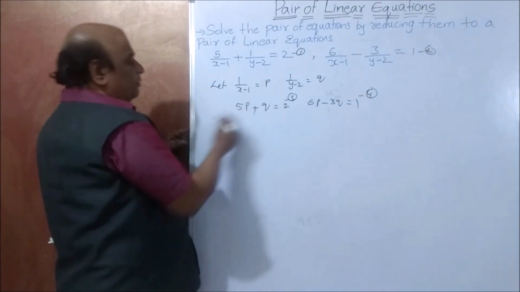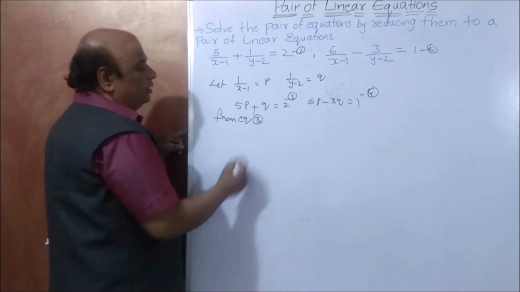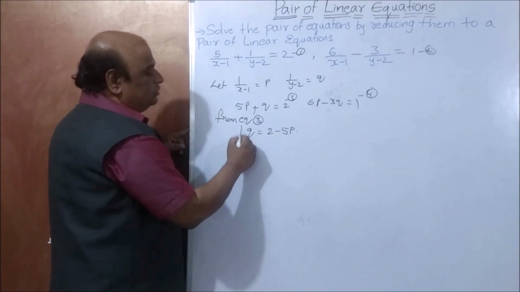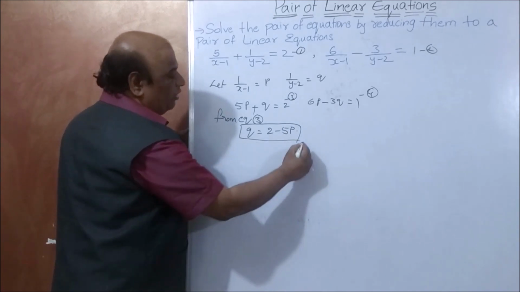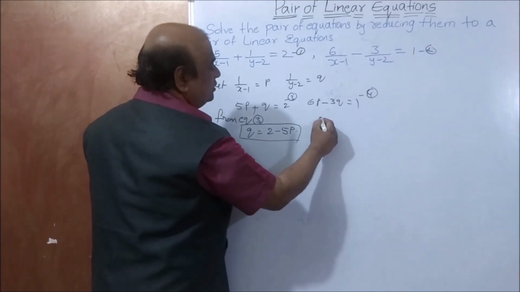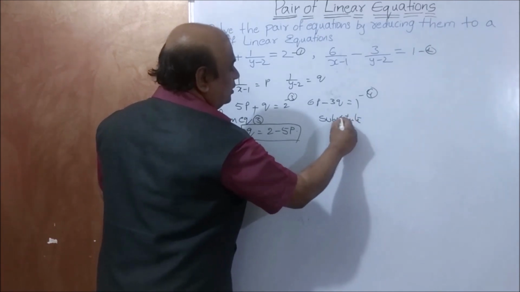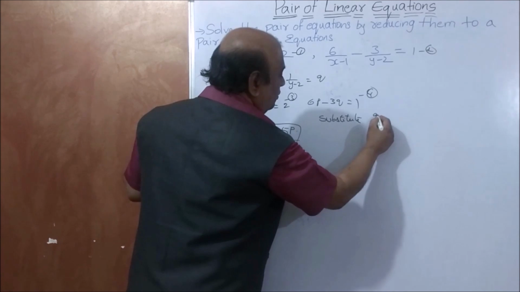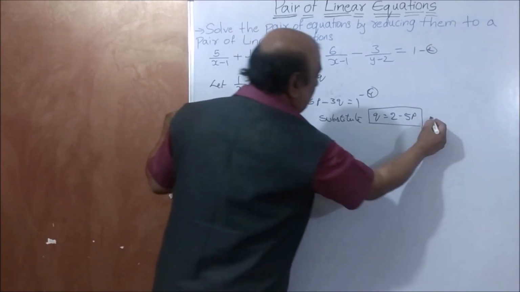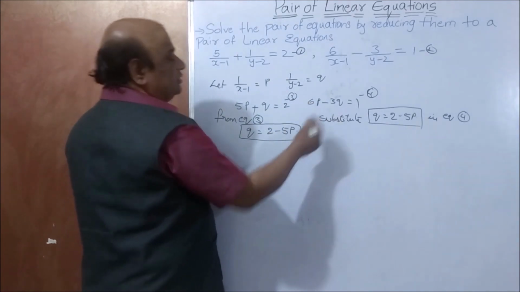First, from equation 3, q is equal to 2 minus 5p. You substitute this value in this equation. Substitute q is equal to 2 minus 5p in equation 4. Now what is this?